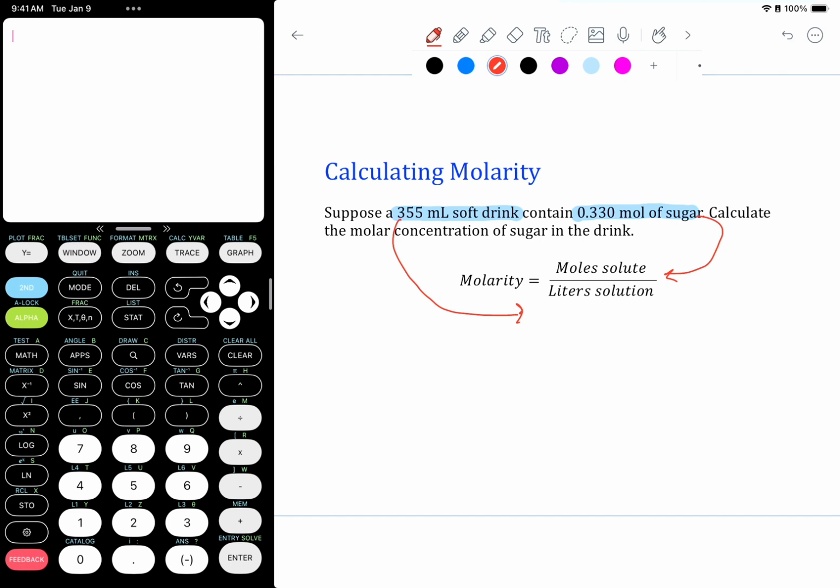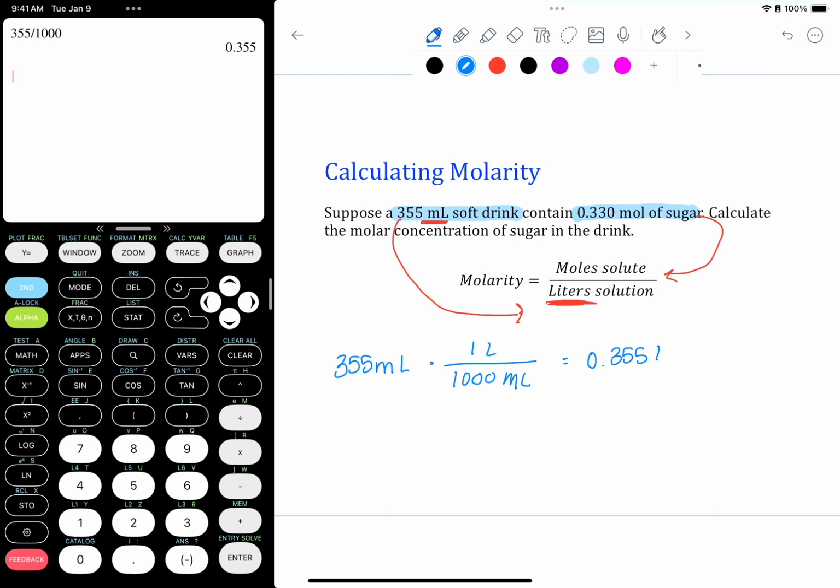There's one specific thing about our volume unit that we have to take into account, and that's the 355 milliliters. Whenever we're working with molarity, it has to be in liters. So before we can plug in those numbers and solve for molarity, we have to convert from milliliters to liters, and then we can plug in our values. So we have 355 milliliters that we are going to divide by 1,000 because there are 1,000 milliliters in 1 liter. So we take 355 and divide it by 1,000 and we get 0.355 liters.